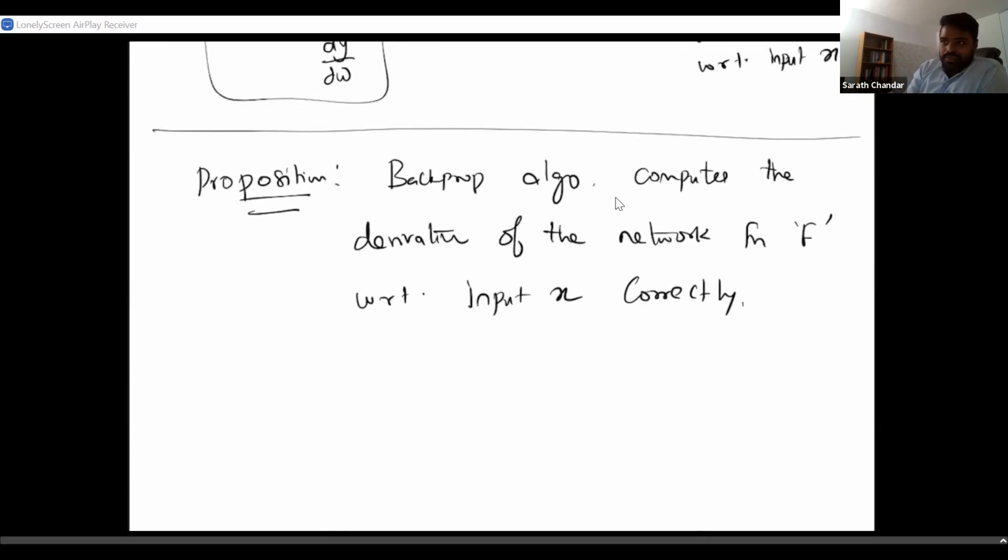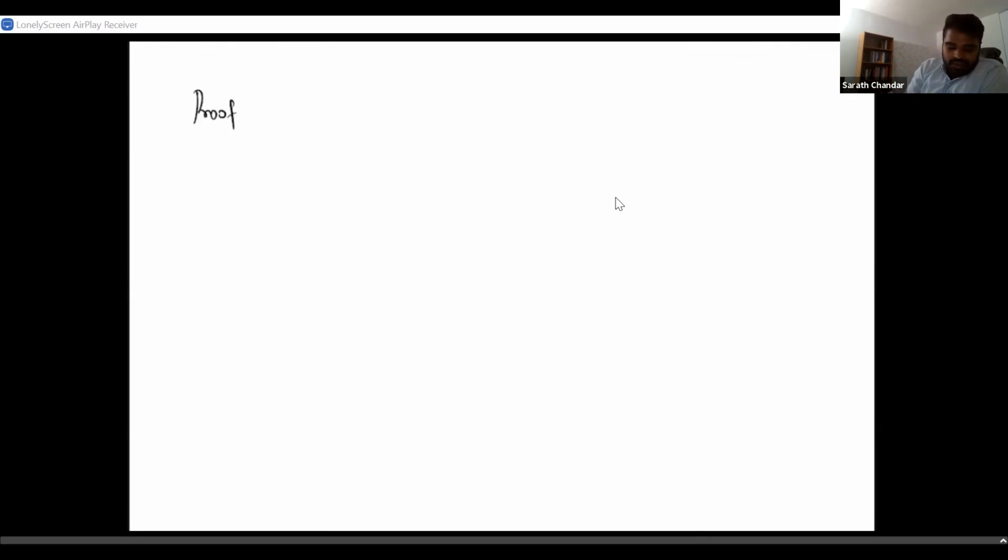So we are going to prove this by induction. I'm just going to give you a very hand-wavy proof. You can find the detailed proof in the lecture notes. So we're going to do proof by induction.